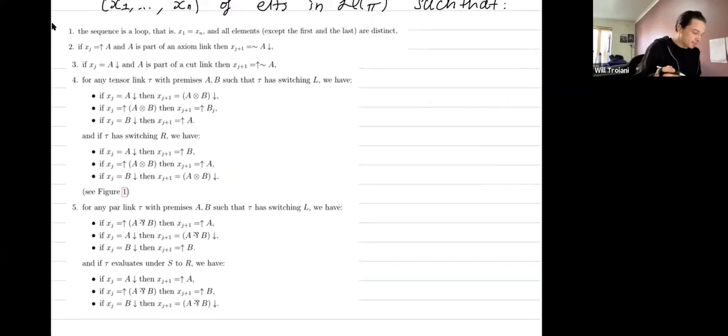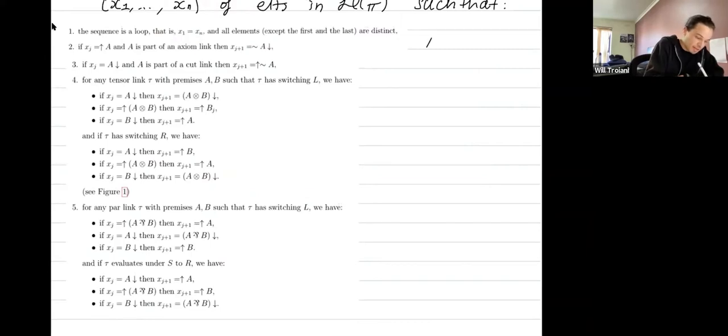Yep. Okay, so let's go through this one by one. First off, the sequence has to be a loop, right? And all the other elements are distinct, so the only two elements that are the same are the first and the last one. And then you've got all of these conditions that follow the links around. There are drawings that go along with this, which are probably much easier to understand than this, but this is just a set of requirements that the sequence has to follow.